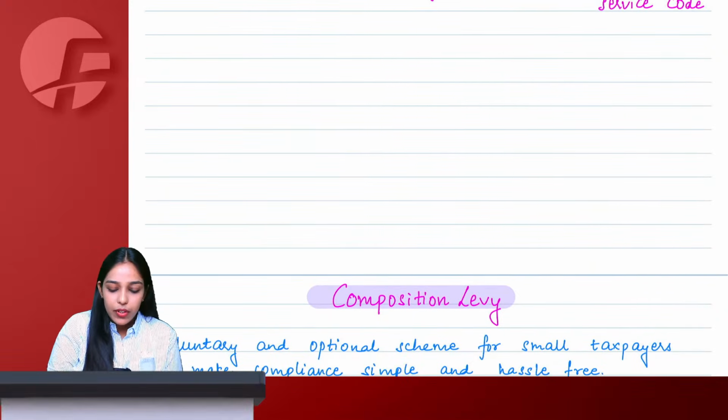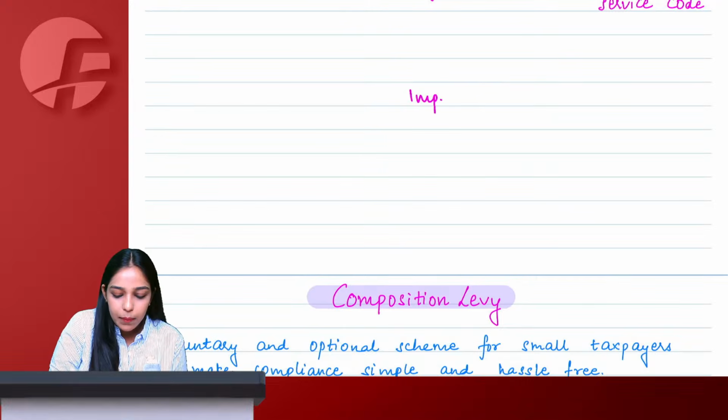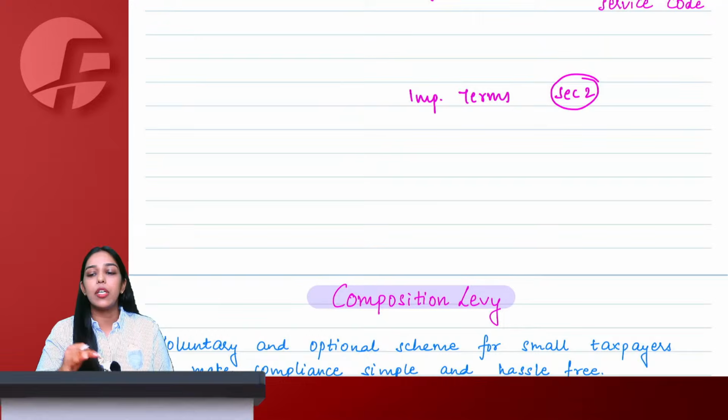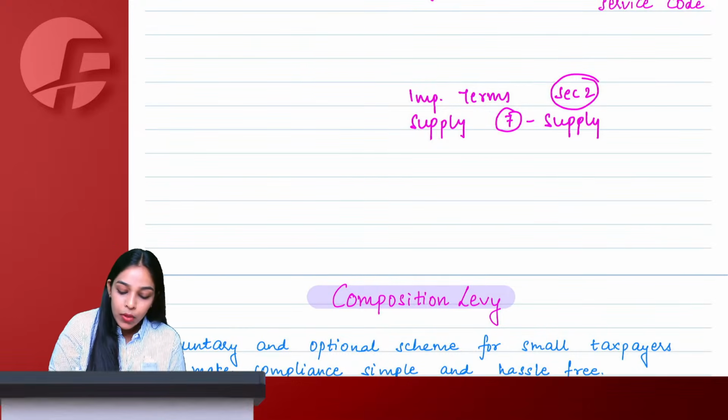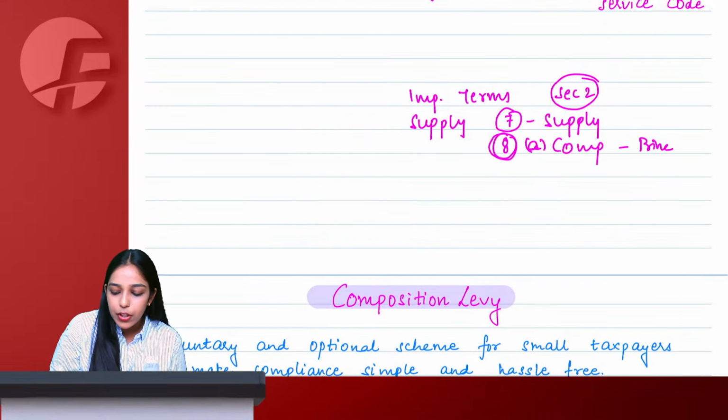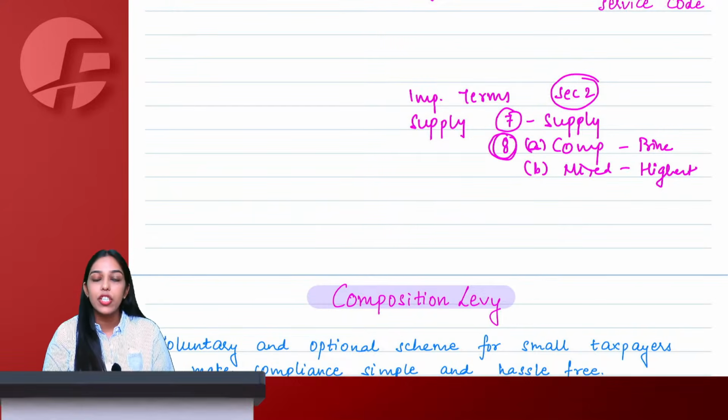Yesterday in part 1, we completed all the important terms, basically section 2 of the CGST Act, whatever terms are important for our syllabus. Then we started with supply, S for 7, S for supply, section 7, scope of supply. Section 8A, composite supply, taxable at the principal rate of tax, and section 8B, mixed supply, taxable at the highest rate of GST.